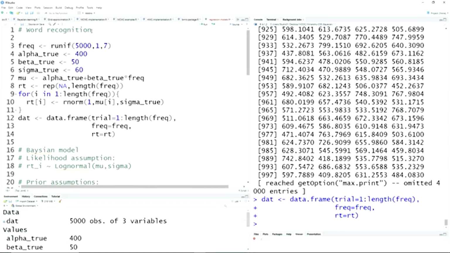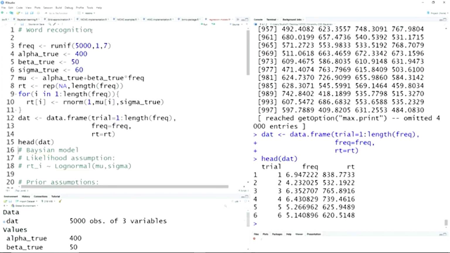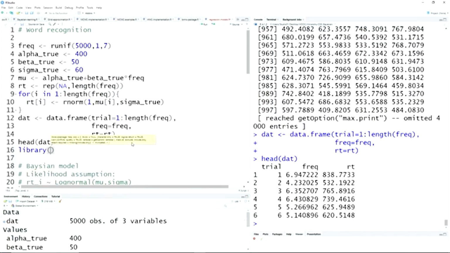So let me just visualize the data frame. This is how it looks: trial ID, frequency of the word in that particular trial, and corresponding recognition time. Okay, so this is fake data. This is how the data would look in an actual experiment as well, right? Of course, I can draw a scatter plot to see how it looks.